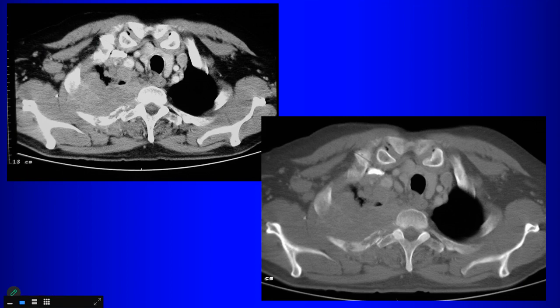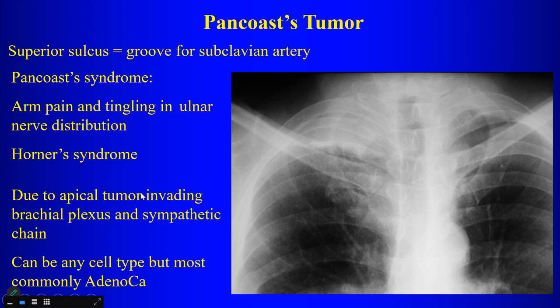It's invading the adjacent rib. Yeah, the rib is destroyed. You have an apical mass with rib destruction, so this is neoplastic, okay? So the first thing you want to think about is neoplasm, and if it's at the apex of the lung, then we call that Pancoast tumor.